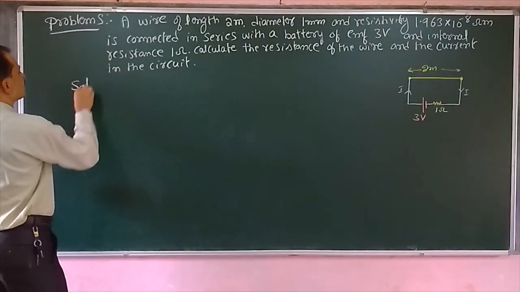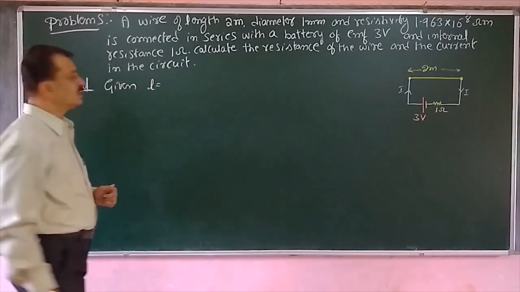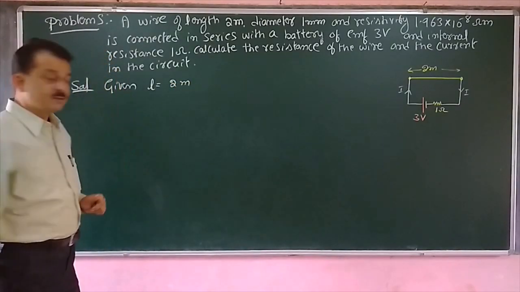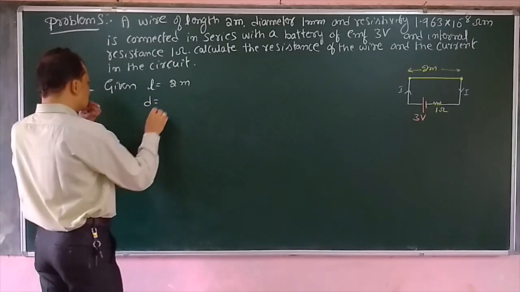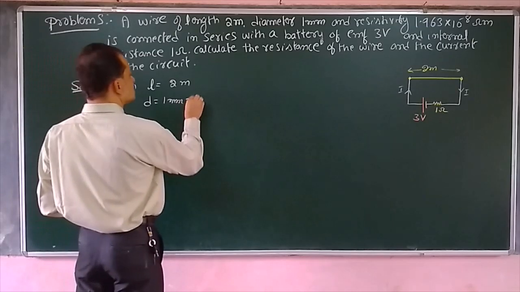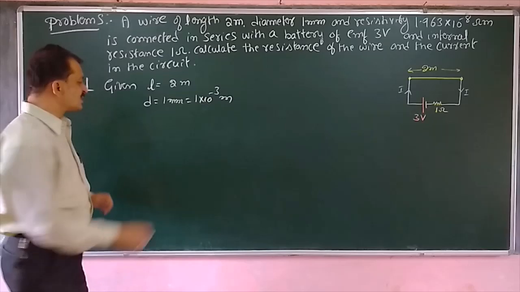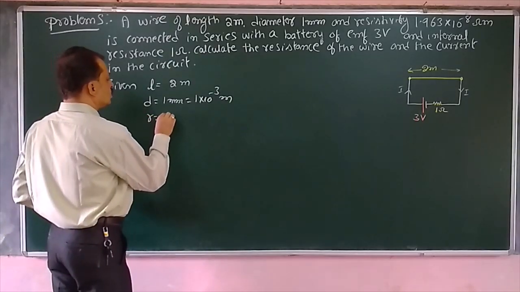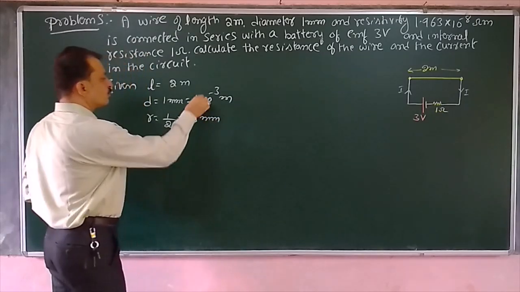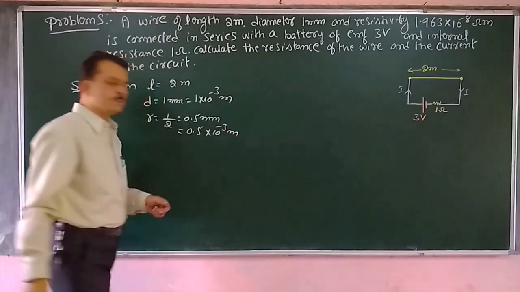Now solution, what are the given things? Length of the wire, L, is 2 meter. Diameter of the wire, D, is equal to 1 millimeter. Now convert it into meter, that is 1 into 10 raised to minus 3 meter. Therefore, radius of the wire is 1 by 2, that is 0.5 mm, or if you convert it into the SI unit, 0.5 into 10 to the power of minus 3 meter.